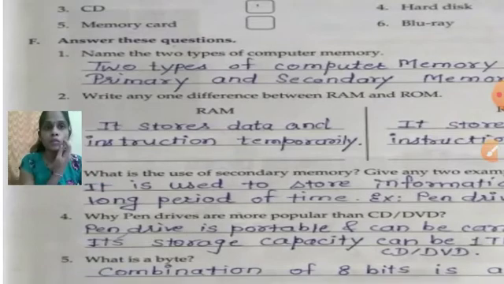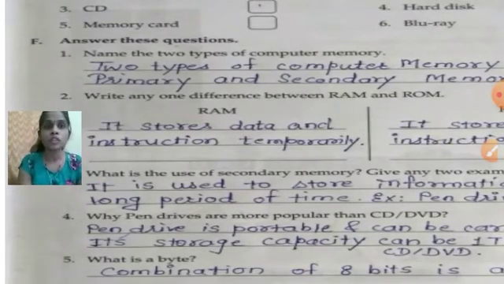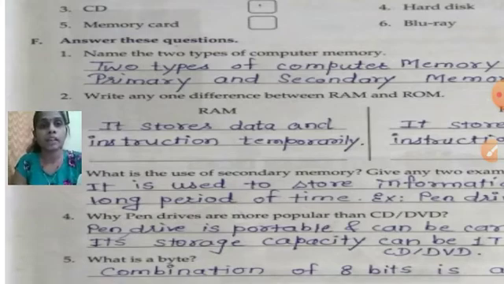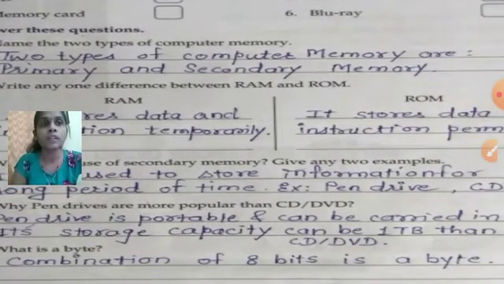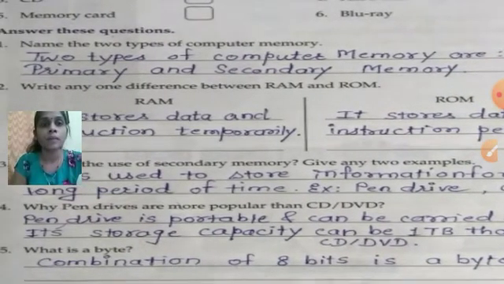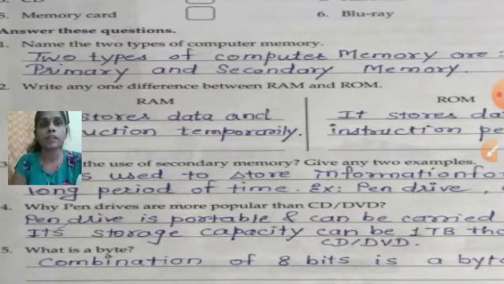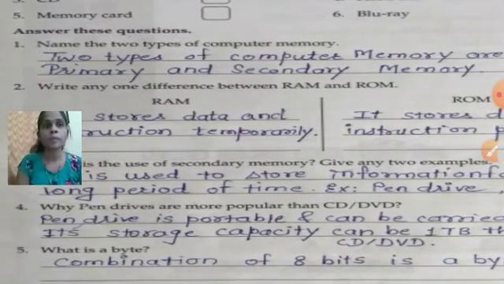Name the two types of computer memory. Two types of computer memory are primary and secondary memory. I hope you have written this answer.